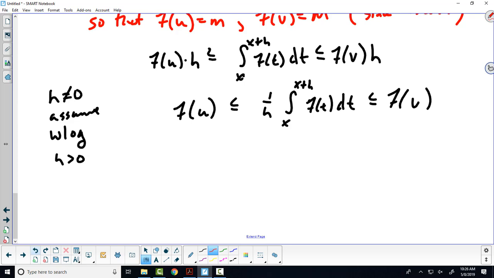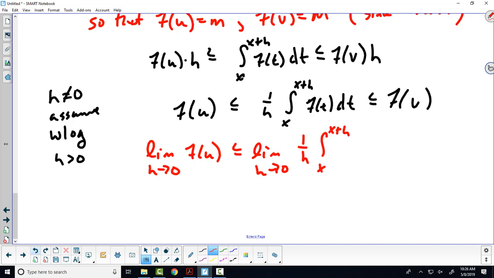Now that I've got this function trapped in between these two functions, let's look at the limit as h goes to 0 for this one, and the limit as h goes to 0 for this one. So taking the limit of all three sides, we get the limit as h approaches 0 of f of u is less than or equal to the limit as h approaches 0 of 1 over h integral x to x plus h of f of t dt, which is less than or equal to the limit as h approaches 0 of f of v.